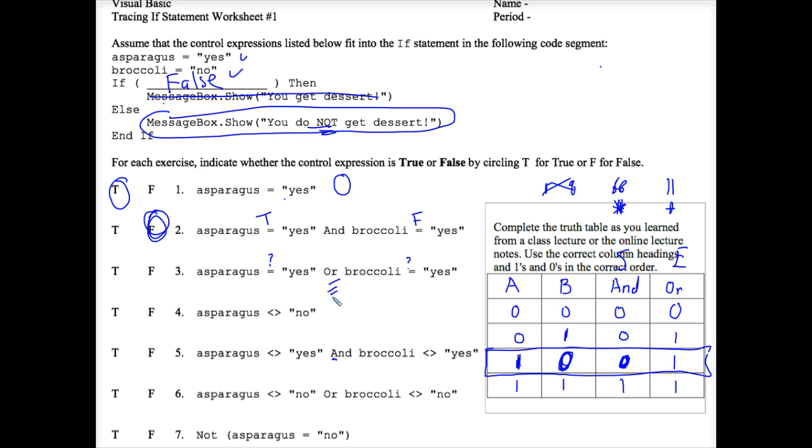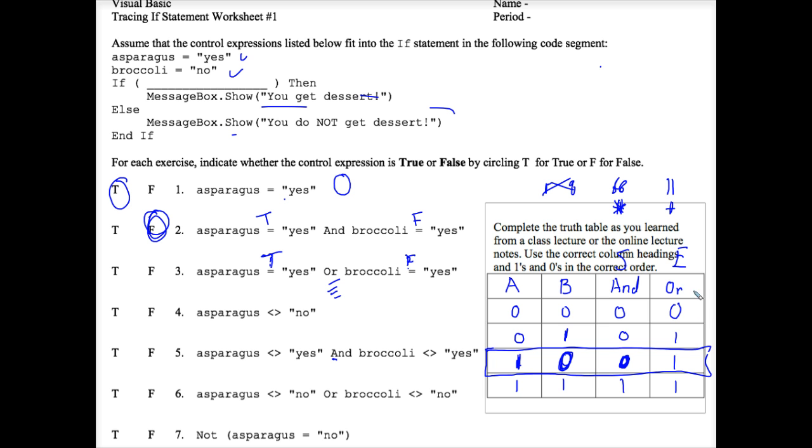Okay, can anybody tell me what they think happens now for the answer to number 3? We have the word or, in other words, easy parent is in town. And we have the situation where we're asking if asparagus equals yes, and we're asking or broccoli equals yes. Okay, I'll do it. Asparagus, yes. Well, that's a true. Broccoli, yes. That's a false. Hey, just like this one up here.